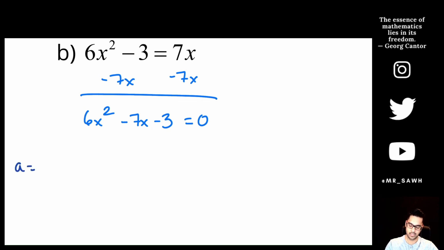So I know a is 6 now. b is negative 7. If I did this from the original, it kind of looks like it's positive 7, but I wasn't equal to 0 yet, so I can't do that. So c is actually going to be negative 3 here. So I've got everything I need.